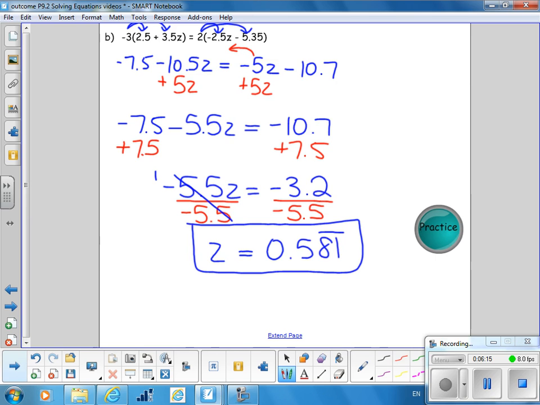So just to review again with parentheses, use the distributive property to remove the parentheses. Combine your variables together on one side, either the left or the right, and then use inverse operations to solve for the variable.